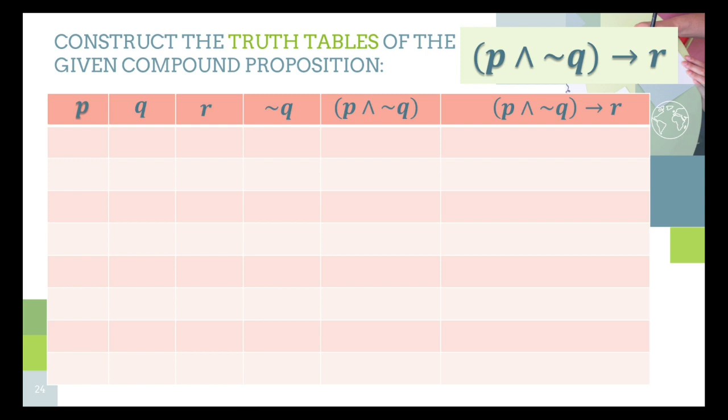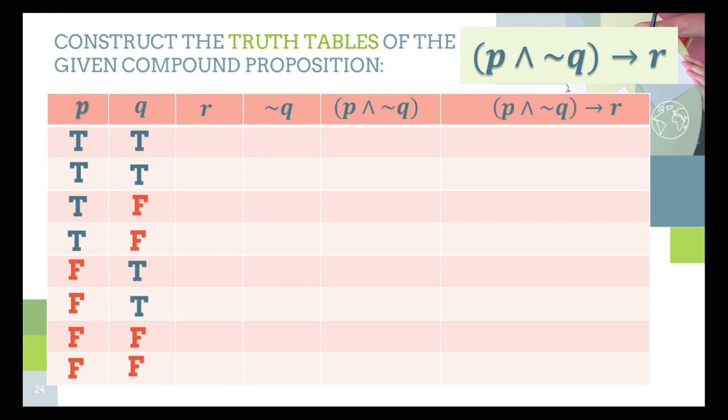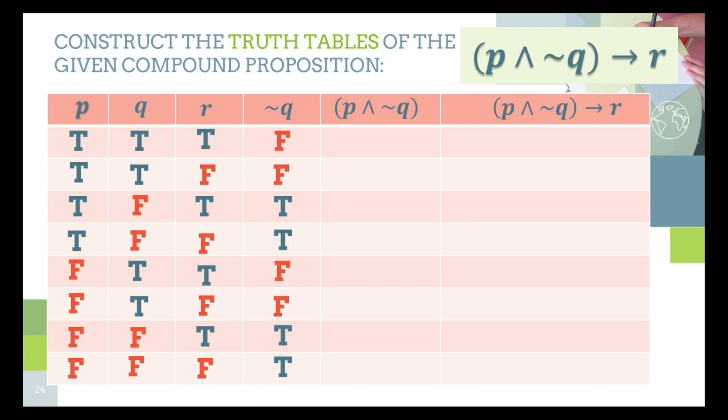To find the combinations of P, Q, R, you can follow this pattern. True, true, true, true, false, false, false, false. True, true, false, false, true, true, false, false. And then true, false, true, false, true, false, true, false. Next, for the not Q, we only have to look at this column. So false, false, true, true, false, false, true, true.